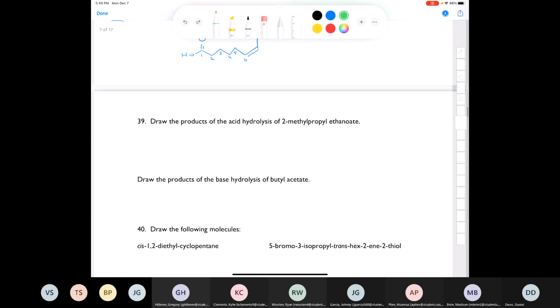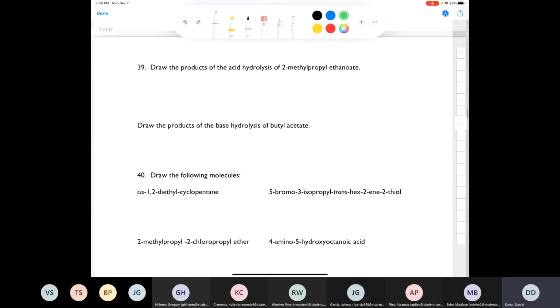Anyhow, all right. Oh, here we go. Number 39. This is an important question. Draw the products of the acid hydrolysis of 2-methylpropyl ethanoate. Right? Ester hydrolysis. So it says acid hydrolysis, but it's the hydrolysis of an ester in acid, right? I told you ester hydrolysis in acid is extremely important in this class, as is ester hydrolysis in base.